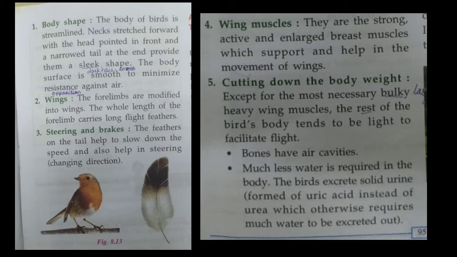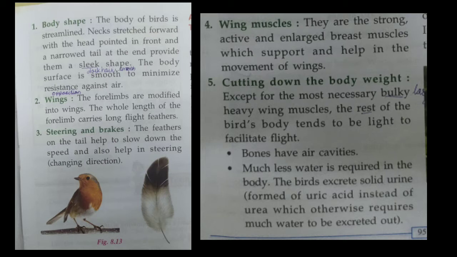The second feature of the bird is wings. The forelimbs of birds are modified into wings. The whole length of a forelimb carries long flight feathers. The third feature is steering and brakes. The feathers and the tail help to slow down the speed and also help in changing direction. The next feature is wing muscle. Wing muscles are strong, active and enlarged breast muscles which help in the movement of the wings.